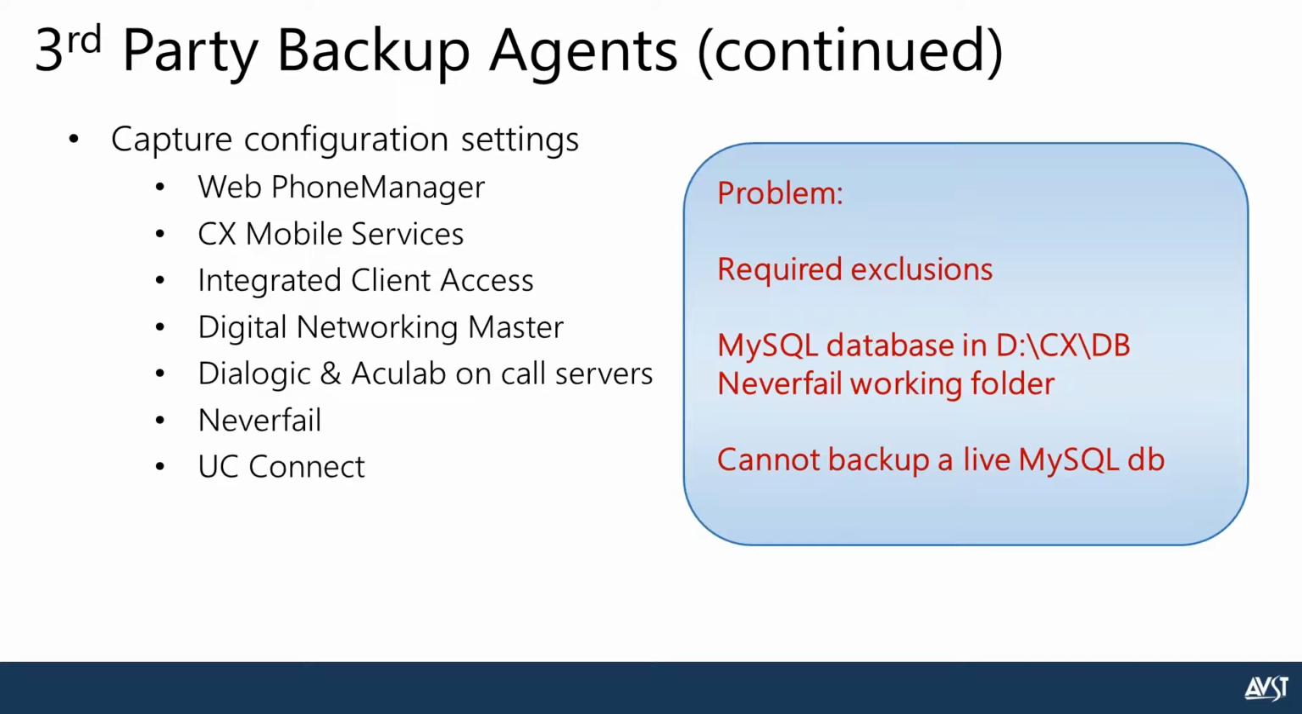You configure it for the first time, and it doesn't have any other configuration, doesn't have any data that it needs. The digital networking master does have data, but it also has static backups too that are taken care of, like we'll see in a bit. And of course, the Dialogic Acculab drivers, if you have those on call servers, your Neverfail configuration, your EC Connect scripts and stuff like that. All that is perfectly fine for a third-party backup.